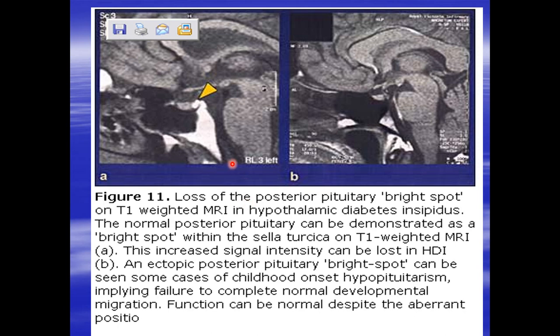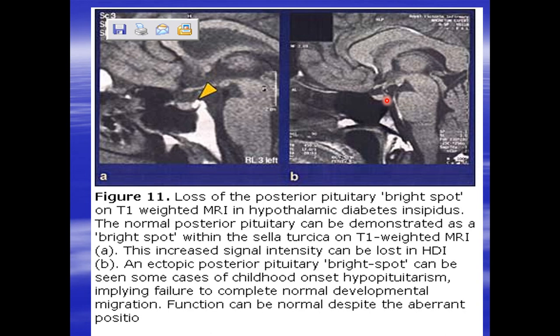Now let's look here. This is another view. You can see the anterior lobe here, and the posterior lobe in the form of the T1 hyperintense spot. Now, what about here? This is the pituitary gland, the anterior lobe. It looks good. What about the posterior lobe? What about the bright spot? This is lost in diabetes insipidus. Here, the patient has diabetes insipidus.